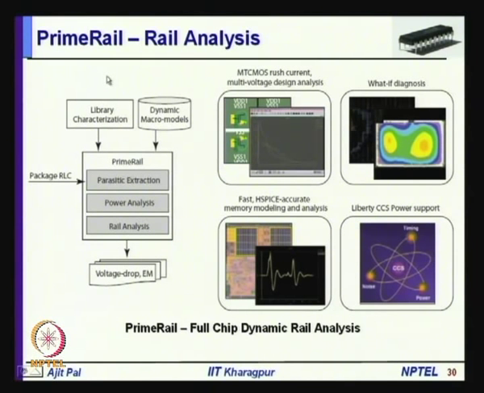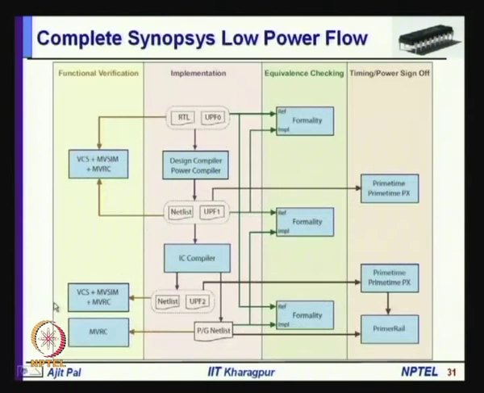So, this is how PrimeRail does the rail analysis in detail. It can do MTCMOS rush current analysis whenever you are using MTCMOS based gating, and it checks whether any heavy current is flowing or not, and it does what-if diagnosis. That means it can check what has failed and which parts have that large power dissipation. So, these are the various stages: parasitic extraction, power analysis and rail analysis, and it can identify voltage drop and electromigration. So, it is a full chip dynamic rail analysis tool that helps you to sign off.